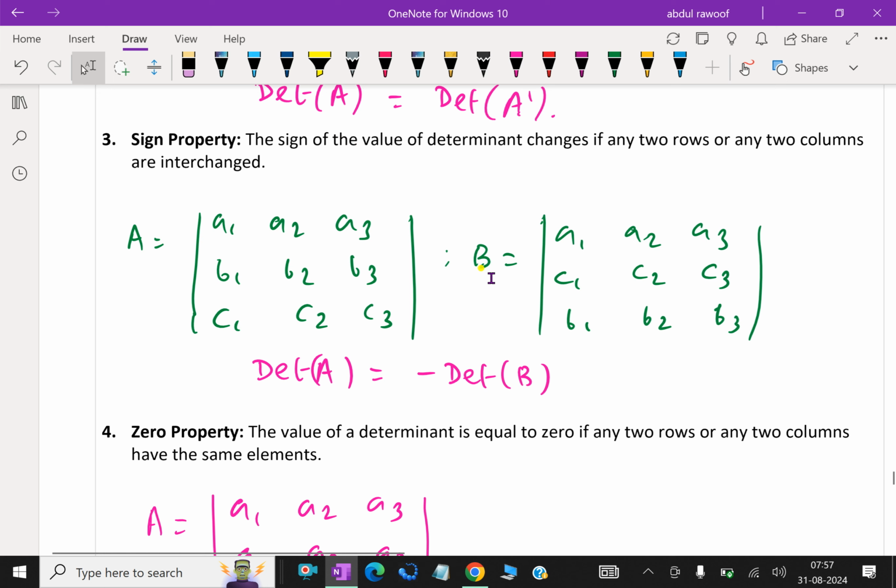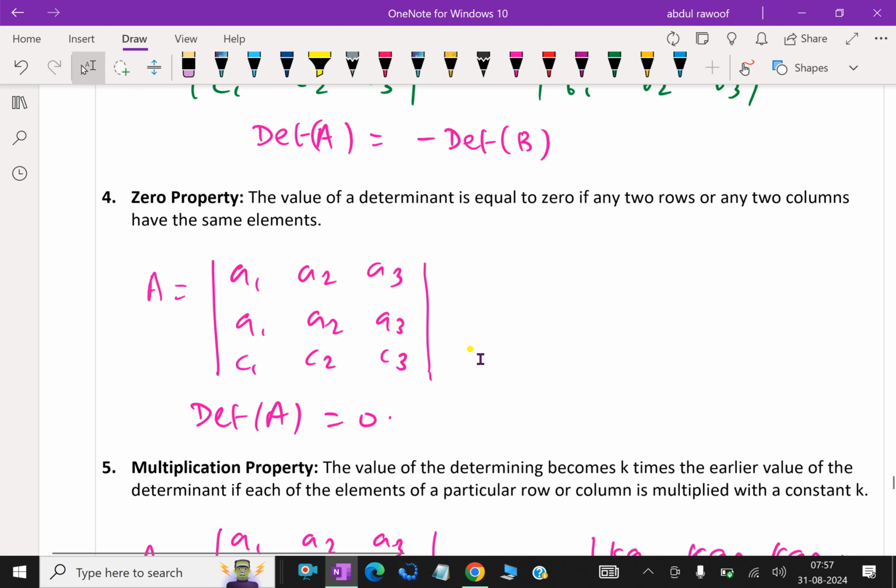Let matrix B be such that the first row is as it is, A1, A2, A3. The second and third rows are interchanged. Look here, B1, B2, B3 come here and C1, C2, C3 come here. That is, the second and third rows are interchanged. Then determinant of A is equal to minus determinant of B. Means if any two rows or columns are interchanged, then the determinant value changes sign.